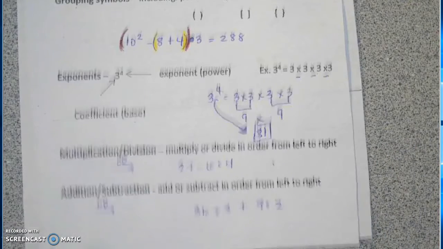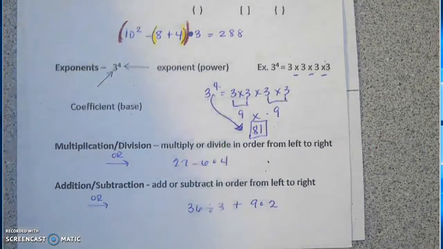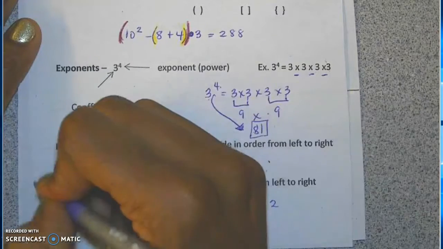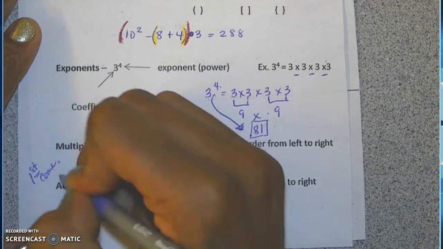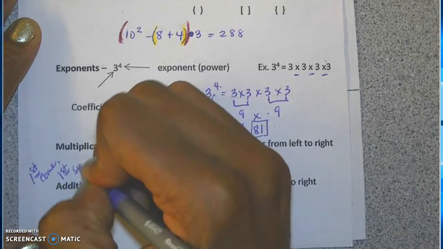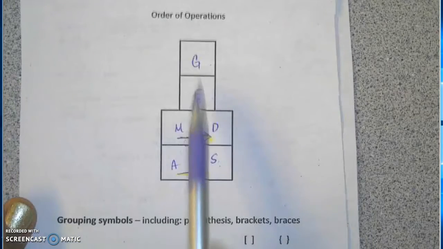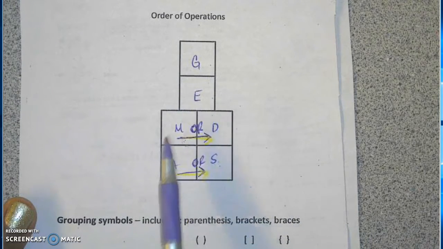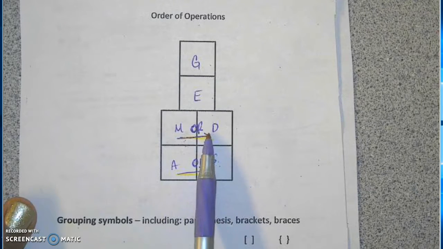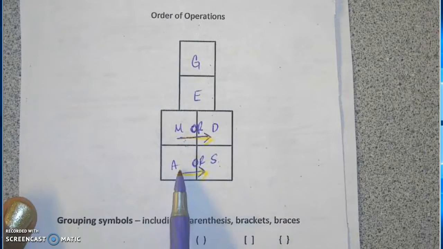And then we know our final 2 steps are multiplication and addition, and they both go from left to right, or like I said, first come, first serve. We always have to make sure we knock out the grouping block, knock out the exponent block, and then we get to the multiplication or division. We have to knock out that block before we go to addition or subtraction.